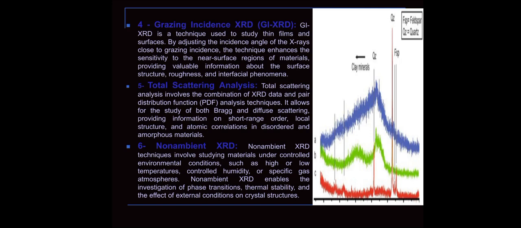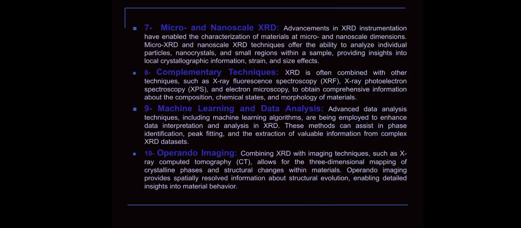Sixth one, non-ambient XRD. Non-ambient XRD techniques involve studying materials under controlled environmental conditions such as high or low temperatures, controlled humidity, or specific gas atmospheres. Seventh, micro and nanoscale XRD. Advancement in XRD instrumentation have enabled the characterization of materials at micro and nanoscale dimensions. Micro XRD and nanoscale XRD techniques offer the ability to analyze individual particles, nanocrystals, and small regions within a sample, providing insights into local crystallographic information, strain, and size effects.